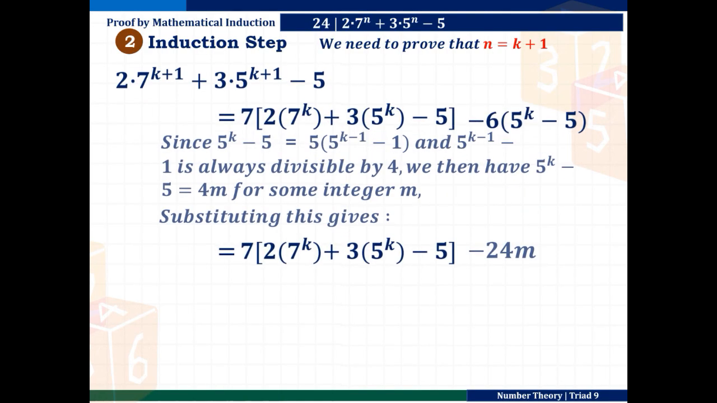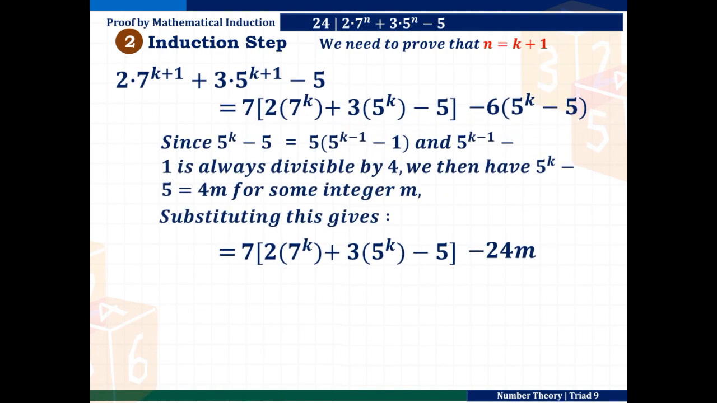Since 5^k − 5 is equal to 5 times (5^(k−1) − 1), and 5^(k−1) − 1 is always divisible by 4, we then have a new equation: 5^k − 5 is equal to 4 times m for some integer m.